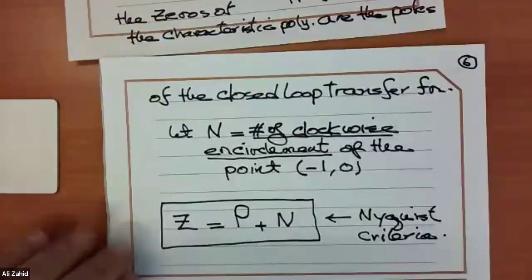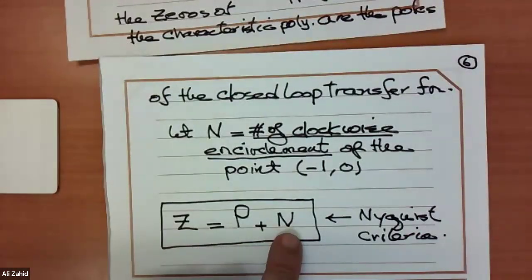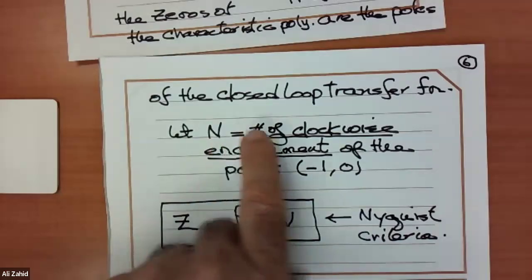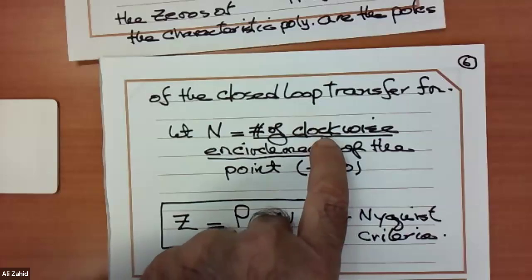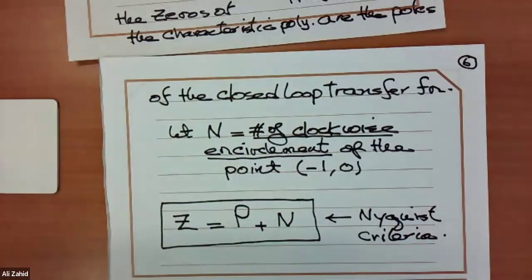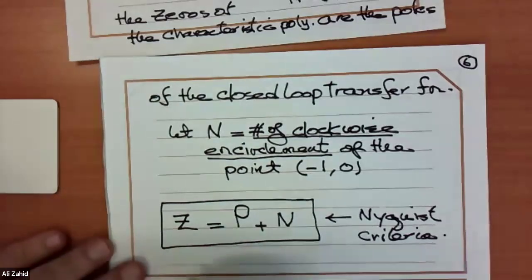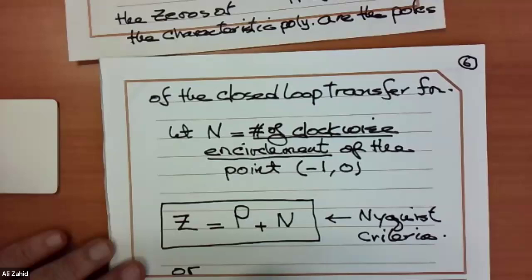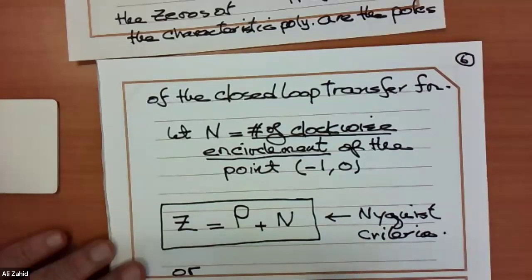Now, caution here. In the book or somewhere else, if you are reading, you might see Z equal to P minus N. If this one is negative, then N is the number of counterclockwise encirclements. Oh, sorry. Let me write it down. Z equal to P minus N, where N is the number of counterclockwise encirclements.